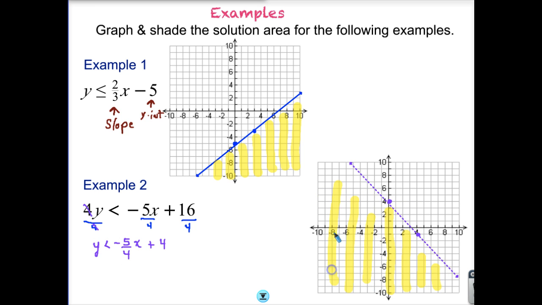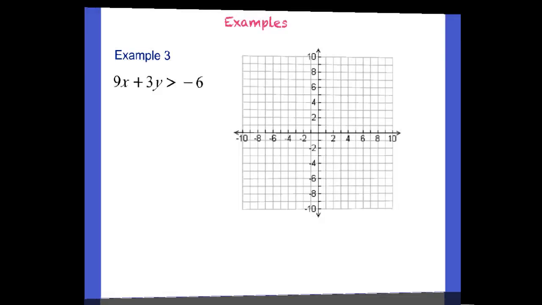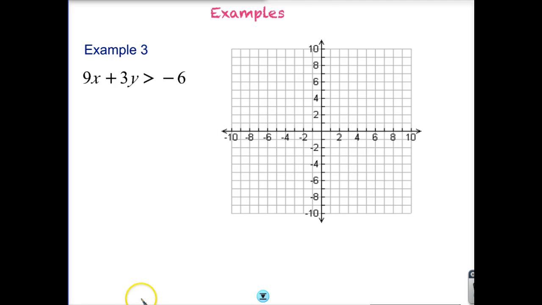All right. These points down here where I've shaded are all going to be solutions to this inequality. I could take any point, plug it in this inequality, and it would be true. The left side would be less than the right side. Okay, let's try another example and then we'll test some of our points as we move forward.